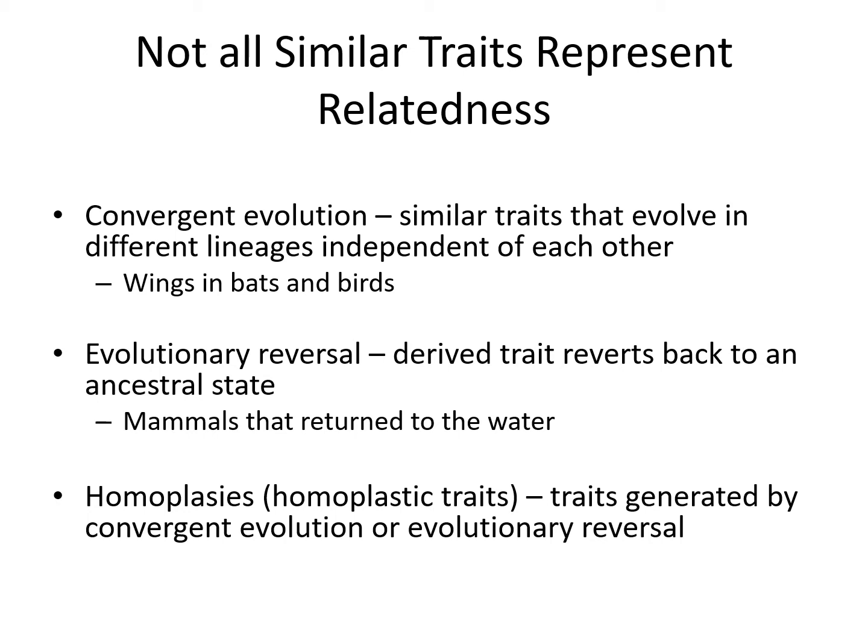And a homoplasy is just a fancy word for any trait that's generated by convergent evolution. So a wing in a bat and a bird would be a homoplasy because it's brought about by convergent evolution.